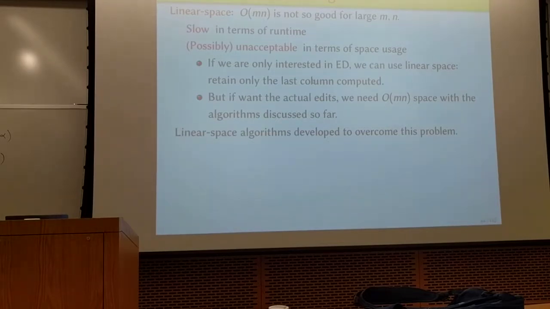If you think about, say, DNA alignment, you could have million-long strings, so m is 10 to the power 6, n is 10 to the power 6. So you have to worry about storage of the order of 10 to the power 12, which is a terabyte. So that's a lot of memory. It becomes hard to do this.